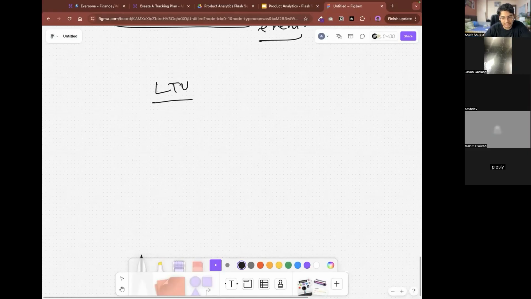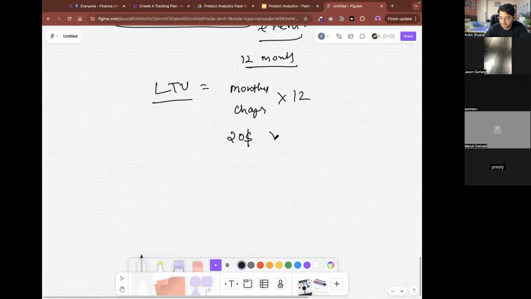LTV means customer lifetime value. Let's say we want to take the customer lifetime value for 12 months. Then it means your monthly charges multiplied by 12. So if you are talking about MailChimp, which is $20 multiplied by 12, you are going to make $240 from a customer. This is for a SaaS product.